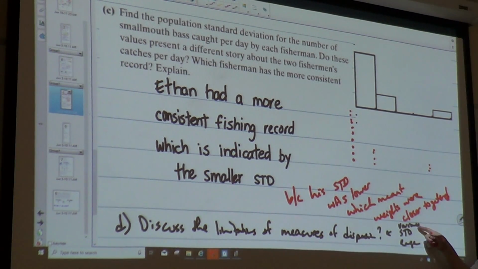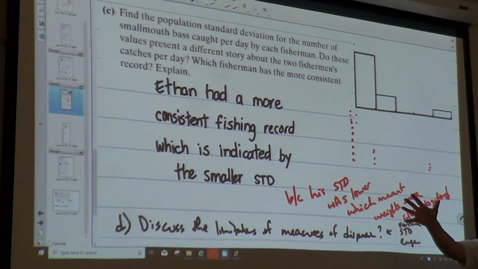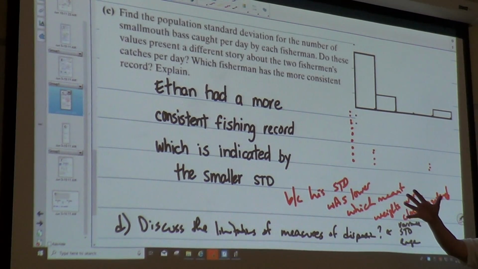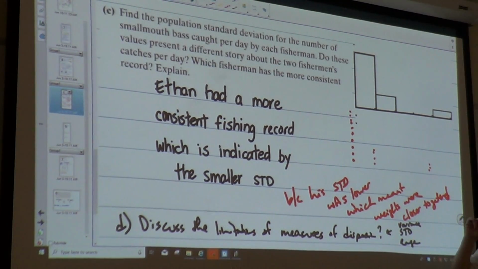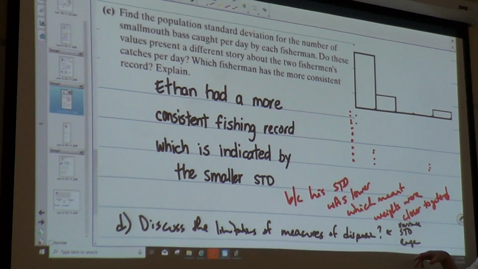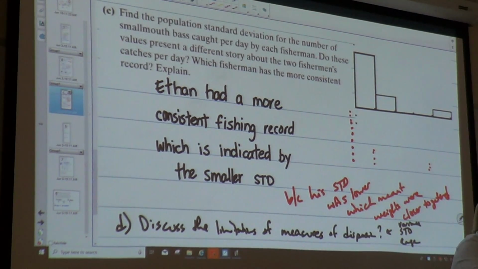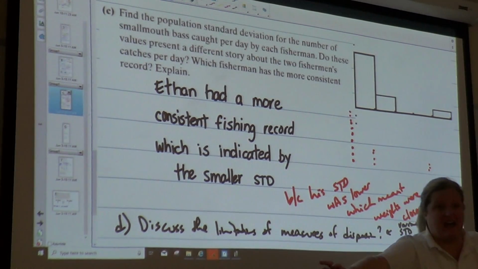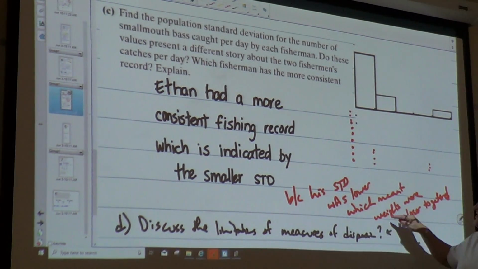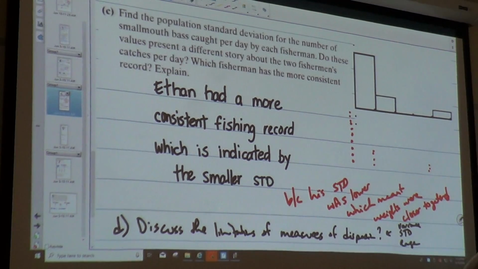Does the variance use all data? Does the standard deviation use all data? Does the range use all data? What does the range use? The max and the min. So the range doesn't tell you about all the stuff in the middle. The range just tells you the high and the low. That's it. These two use all the data.